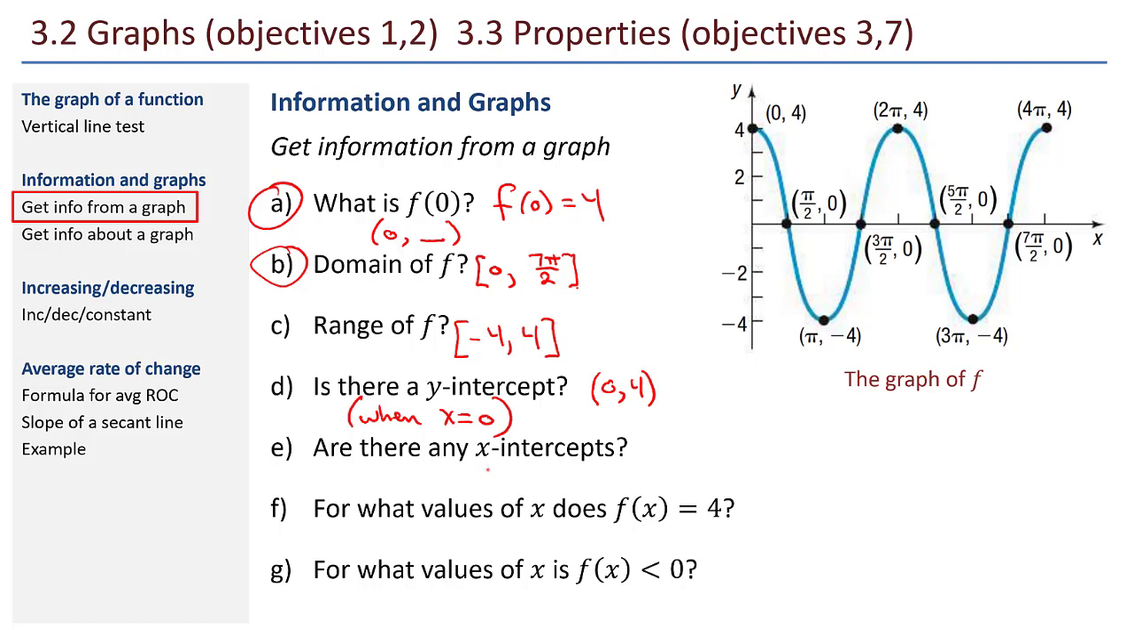And E, are there any x-intercepts? The x-intercepts occur when y equals 0. So that is when they cross the x-axis. And it looks like I have 4 of those things. All right, let's list them out.